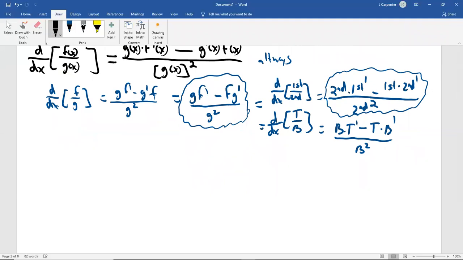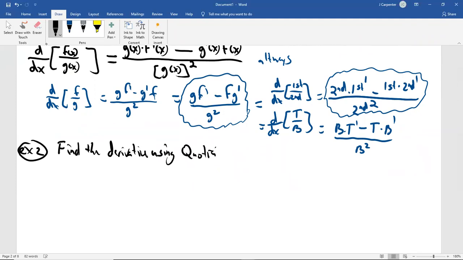Example. What are we up to? Example two? Yes, we are. Guess what we're going to do? Find the derivative using the quotient rule. And we will start out with an example that we can verify it works.